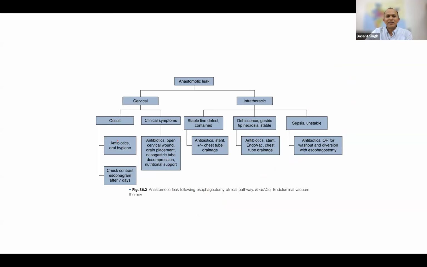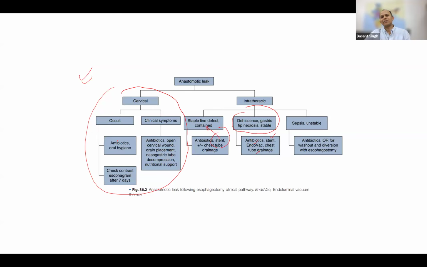So this is about the anastomotic leak. This is a very important table. Please go through it. Cervical anastomosis leak. Generally, we don't do anything here. We just open up the wound, okay, and allow it to drain, and it will heal on its own. Intrathoracic, if you have a staple line defect, then give antibiotics, stent. So stent has a role. If you have a staple line defect, you can use that to contain the leak. If you have a dehiscence or gastric tip necrosis and the patient is stable, then antibiotics, you can use stent, endovac, chest tube drainage. Okay.